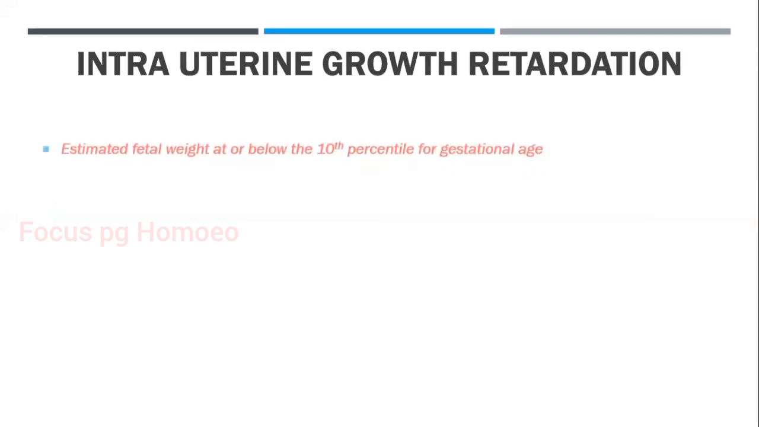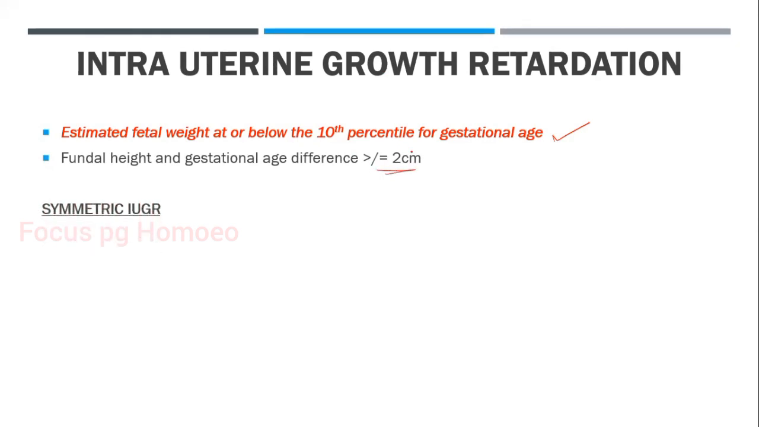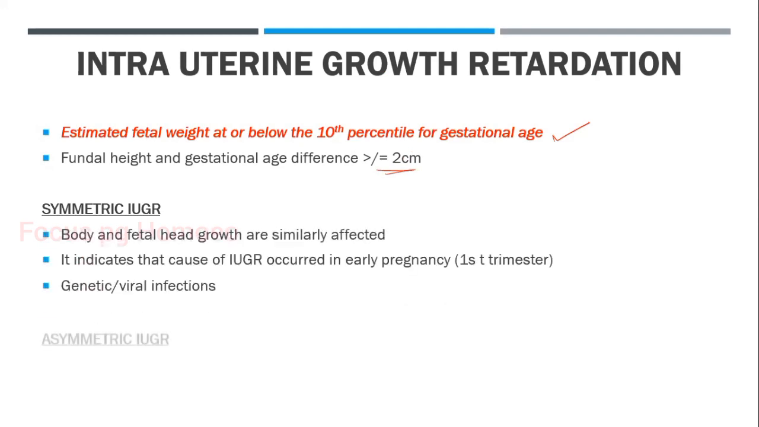Next, intrauterine growth retardation. Here the estimated fetal weight is at or below the 10th percentile of gestational age, and the difference between fundal height and gestational age is more than or equal to 2 centimeters, which is not usual. IUGR is basically the fetus not growing appropriately for the gestational age. There are two types of IUGR: symmetric IUGR and asymmetric IUGR.